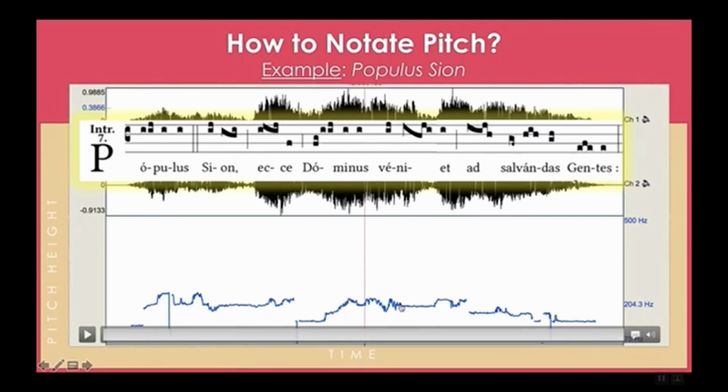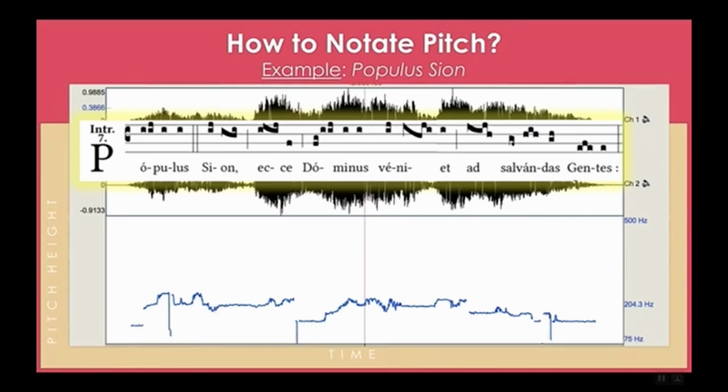And we're going to see that early notation is descriptive in this way, but you'd have to already know the tune to figure it out. Like, if you already knew this, let's say that's in my head, could I look at this and go, oh, that's Populus Sion? Probably, because it's descriptive enough. So that's what early notation was like.